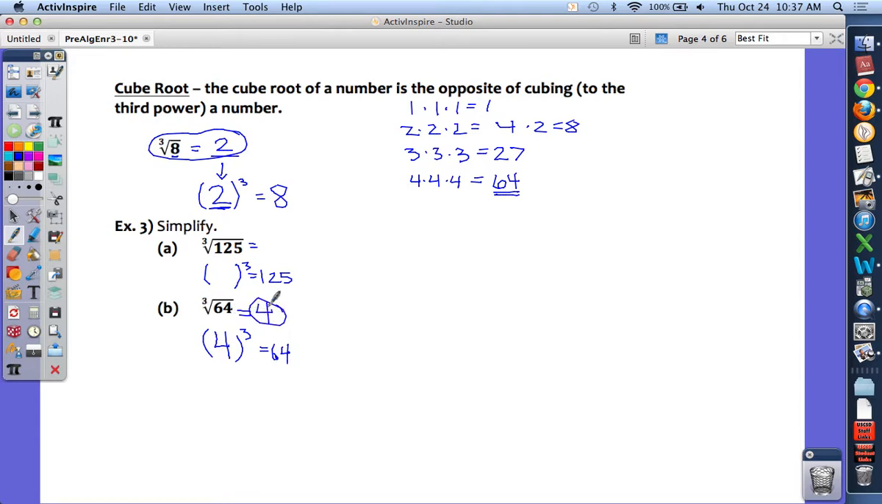All right, so what do you think this 125 is going to be? Let's try the 5 times 5 times 5. 5 times 5 is 25, and 25 times 5 is 125. So the cube root of 125 is 5. It's that number that you multiplied by itself to get the inside.